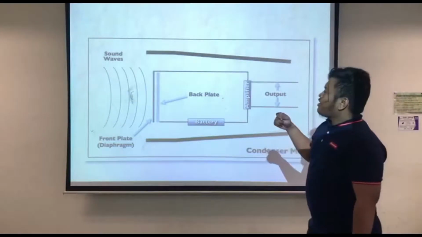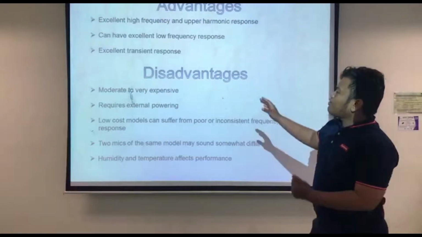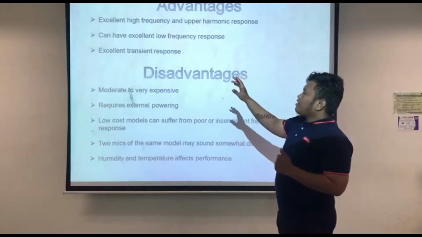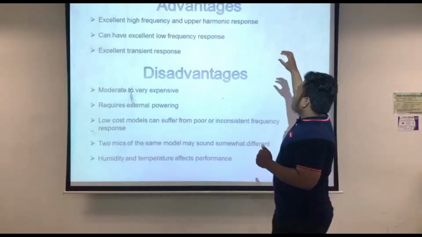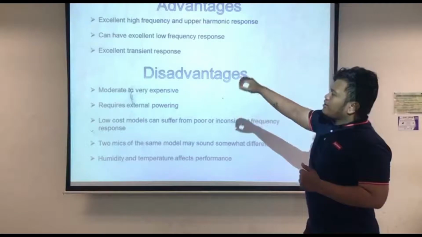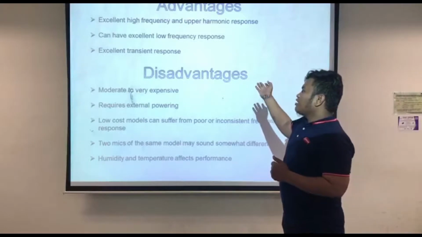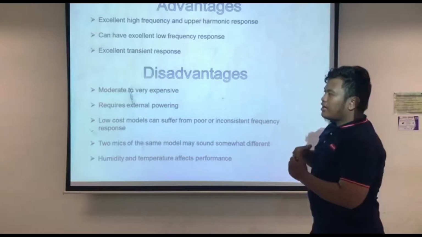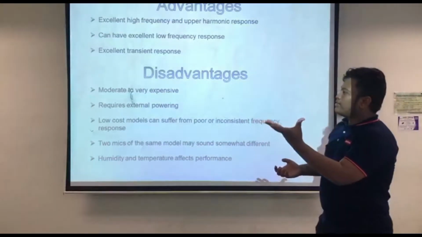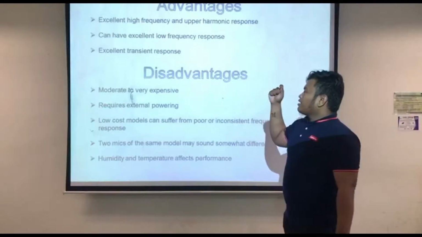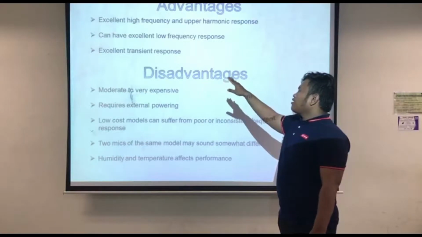We go to the advantages of the condenser microphone. First, this condenser microphone has excellent high frequency and upper harmonic response. Second, this microphone has excellent low frequency response. For example, it can record harmonic sound like the violin. Lastly, this microphone is excellent in transient response.